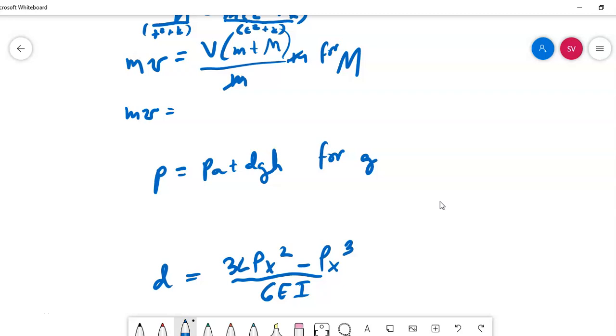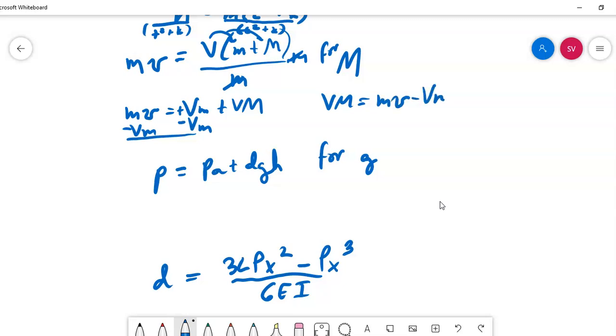What I recommend doing is distributing this V to get rid of your parentheses. So you get V little m plus V big M. Now this V little m is attached on the right side by addition. If there's no sign in front, it's assumed to be addition. So we'll subtract by V little m on the right and left side. So I get V big M is equal to MV minus V little m. Or big V little m.